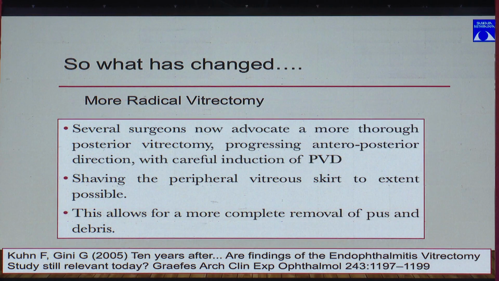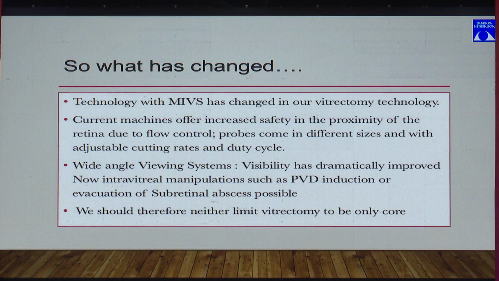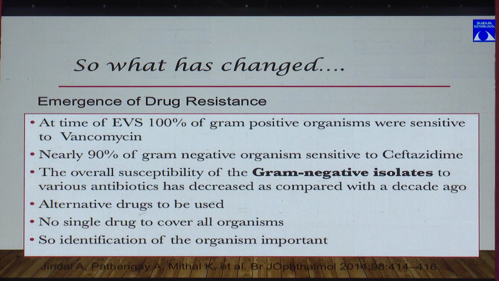So now what has changed is that we are all looking at a more radical vitrectomy, more complete removal of the vitreous, complete PVD induction, and with MIVS, our iatrogenic problems have become much lesser, so the risk of retinal detachment is less. Wide-angle viewing systems allow us to see the periphery also well, so we can clean up the vitreous cavity much better. Vis-a-vis EVS time, when nearly 100% of gram-positive organisms were susceptible to vancomycin and nearly 90% were susceptible to ceftazidime, that is not the case now, with the ceftazidime sensitivity reducing to less than 50%.